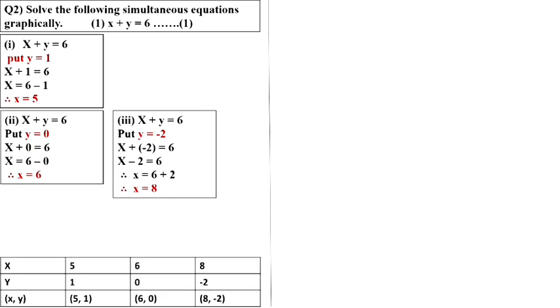Draw the box. In the first one we have taken y value 1 and the x value came 5. So 5, 1 is the coordinate. In the second one we have taken y value 0. So the x value we got 6. 6 and 0 is the coordinate. And in the third one we took y value minus 2. So the x value we got 8. So 8 is the x and minus 2 is the y value. So 8 and minus 2 is the coordinate. With the help of this table, we will draw the collinear line on the graph. We have two equations. The second equation we will solve the same way.